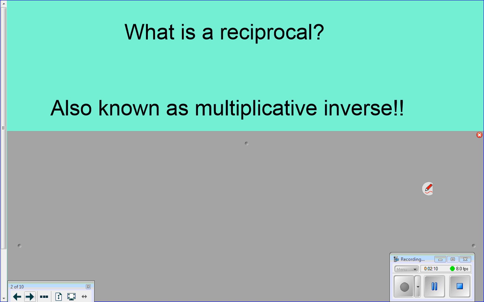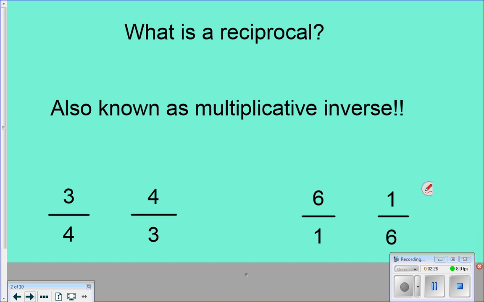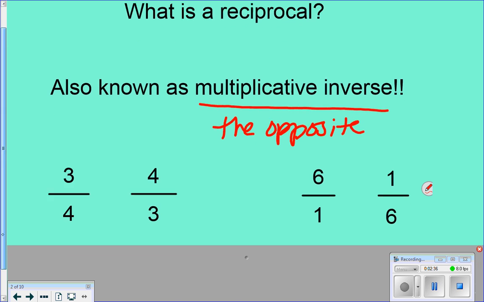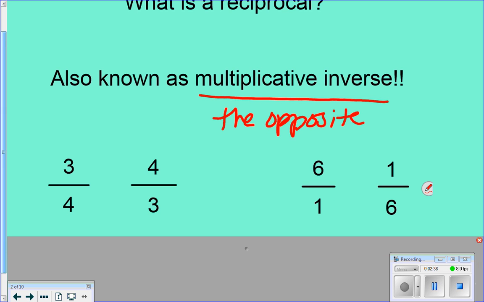The opposite. Okay, this is also known as the multiplicative inverse. From now on, it's going to be known as the multiplicative inverse. So when they say reciprocal, they aren't really going to say that anymore in your book. It's going to be the multiplicative inverse, okay? So make sure you say multiplicative inverse is the opposite, if you need to remember what that is. For example, the opposite of 3/4 is 4 over 3. The opposite of 6 over 1 is 1 over 6. Okay, does that make sense to everybody?